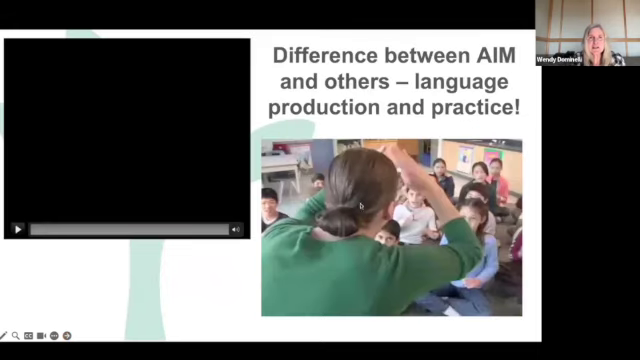So let's have a look at a teacher. First of all, we'll have a look at a video of a teacher not using AIM, and we'll see what that looks like.